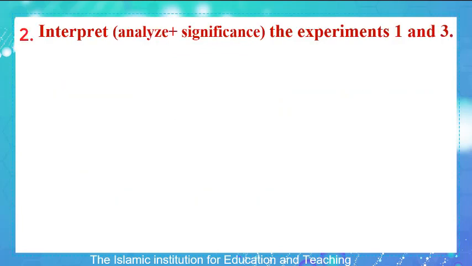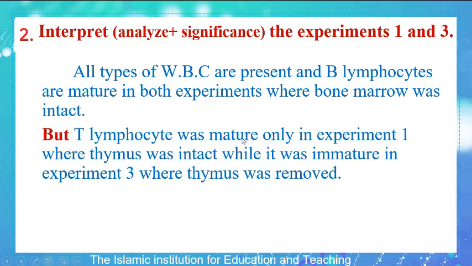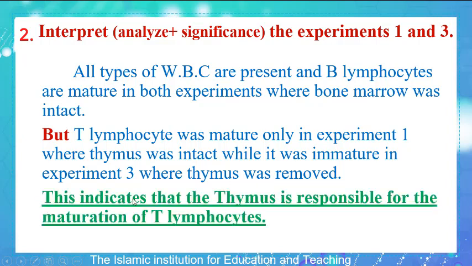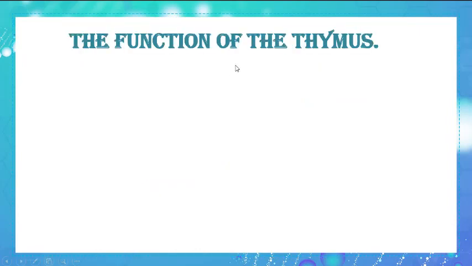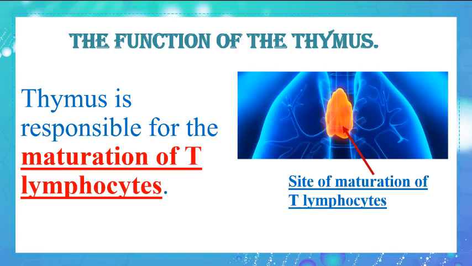Then, let's write the interpretation. All types of white blood cells are present and B and T lymphocytes are mature in both experiments where bone marrow was intact, but T lymphocytes were mature only in experiment 1 where thymus was intact, while they were immature in experiment 3 where thymus was removed. This indicates that the thymus is responsible for the maturation of T lymphocytes. Please now open your worksheets and copy the answer. Then, what's the function of the thymus? Thymus is responsible for maturation of T lymphocytes.